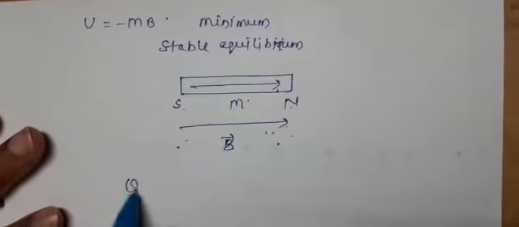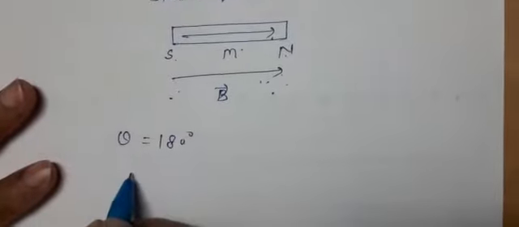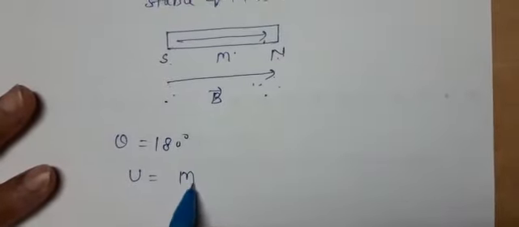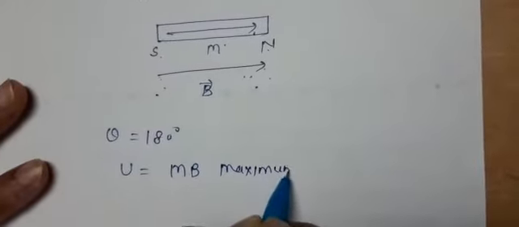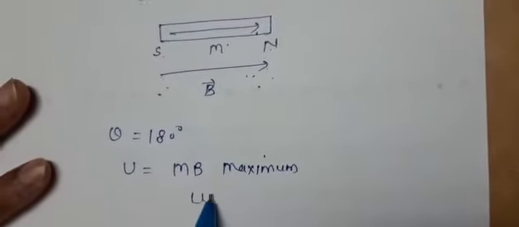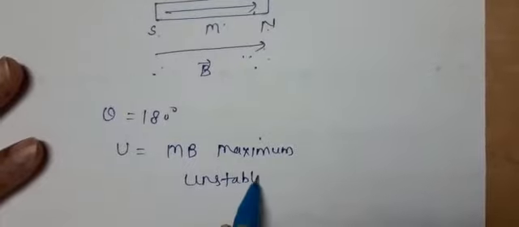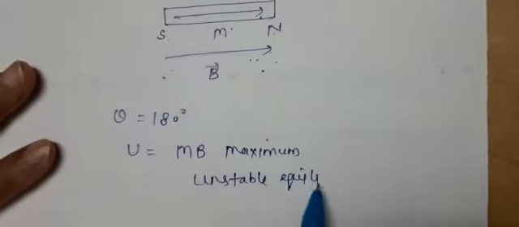But if theta is 180 degree, so in that case potential energy will have its maximum value, right? So this is the condition of unstable equilibrium.